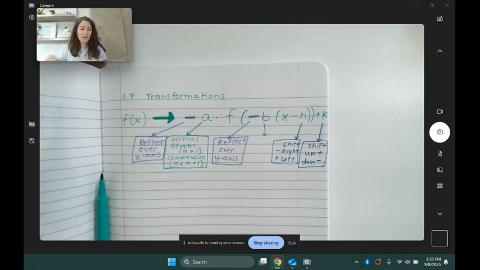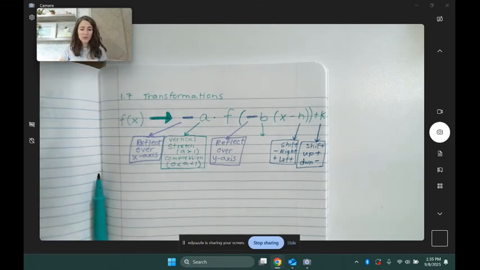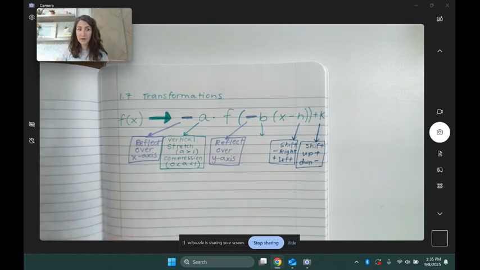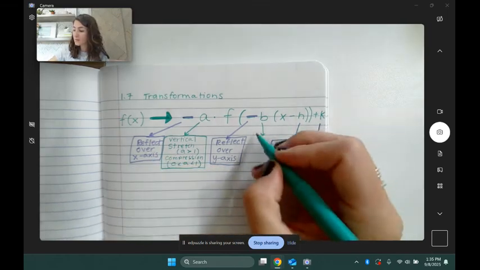So I want you to think about, with the vertical stretch and compression, a tree or a plant. When the sun is out, it's going to vertically stretch up, or compress. It's going to get taller or shorter. Those are kind of my describing words.